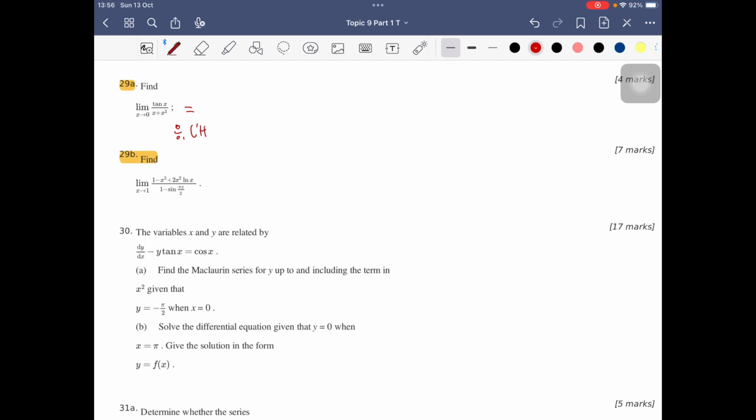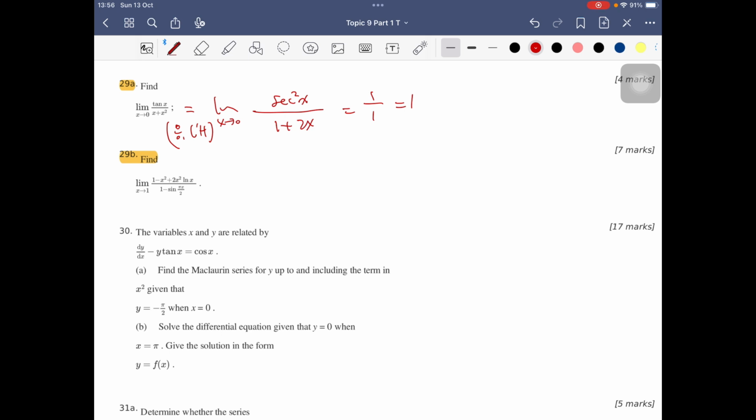So we need to write it down here. Then we will go to the next step with L'Hopital. Limit as x goes to 0, secant squared of 0, over 1 plus 2x. So this is 1, 1, and this is 1. When it is determined, then that's the answer.